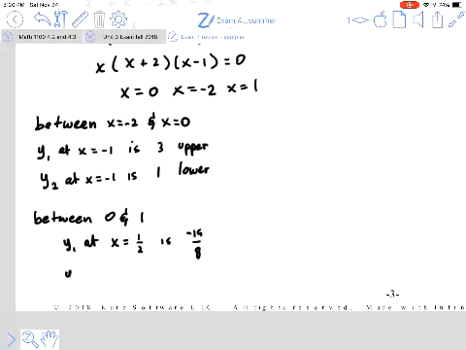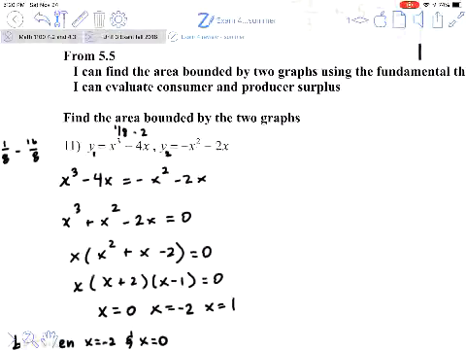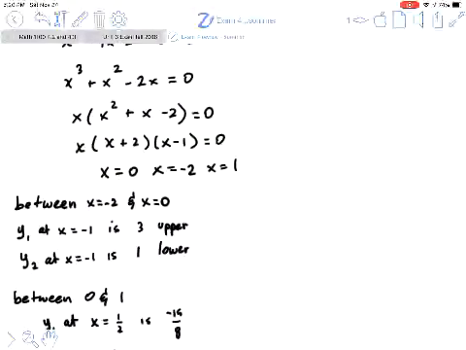And then y2 at x equals 1/2. If we go up here, 1/2 squared is 1/4. So this is negative 1/4 minus half of 2, which is 1. So negative 1/4 minus 4/4 is negative 5/4.